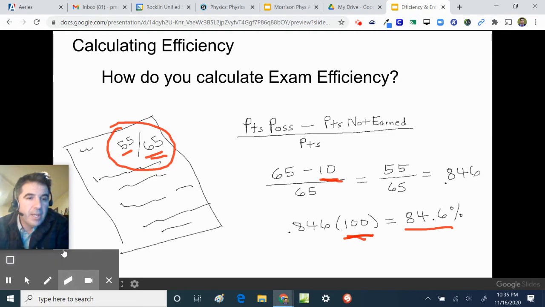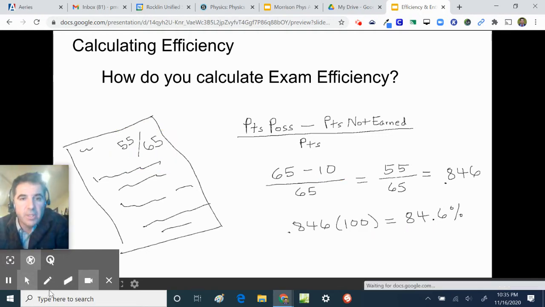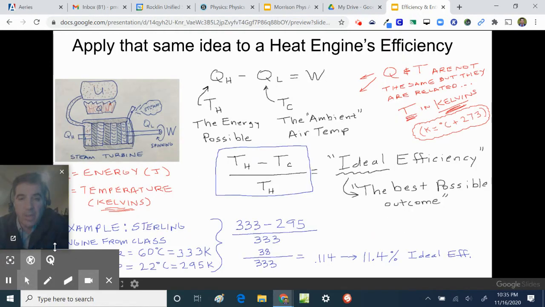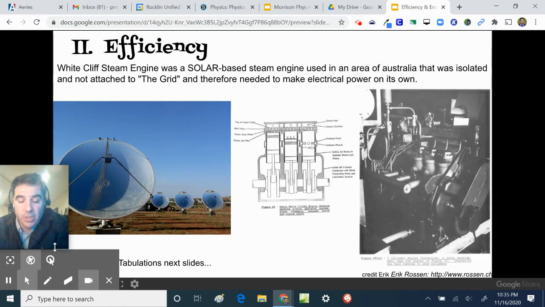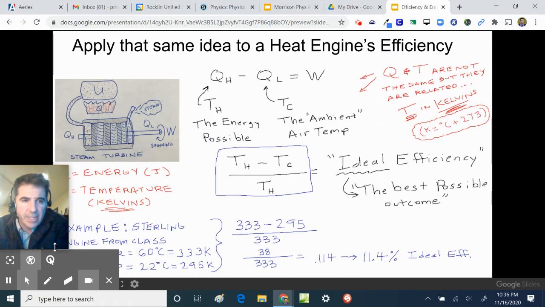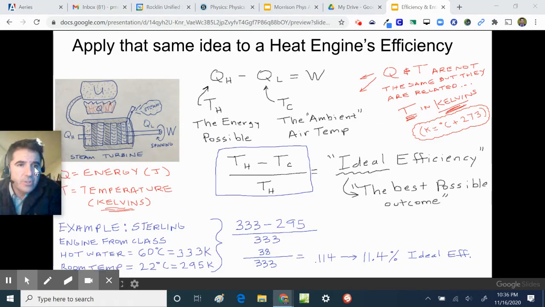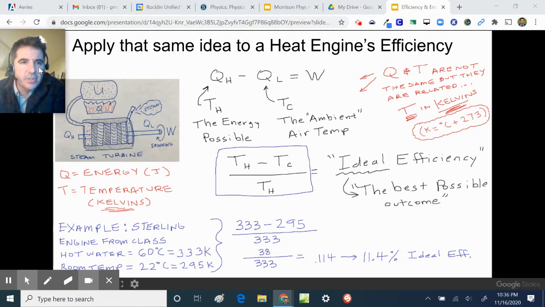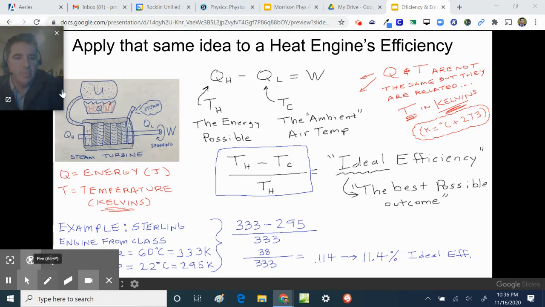So how does that apply? It's the same exact idea of how you would apply that to a solar engine. So we could go back, and we're going to do this one actually, but we're not going to do that one first. Let's do an easier one first. Let's do our Stirling engine from class. So here, this isn't the Stirling engine. This is just a beginning example here.